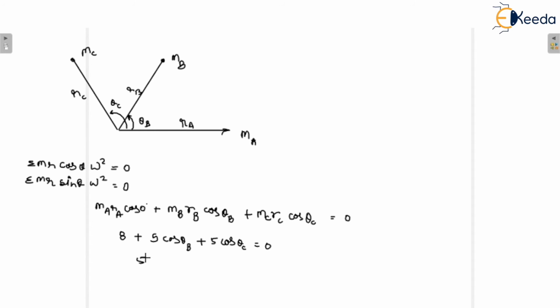So I'm just rearranging these equations. You will get 5 times cos of theta B plus cos of theta C, that is equal to minus 8. And here you will get cos theta B plus cos of theta C is equal to minus 1.6. This is our first equation. Now we have to use summation of mr sin theta omega square is equal to 0.